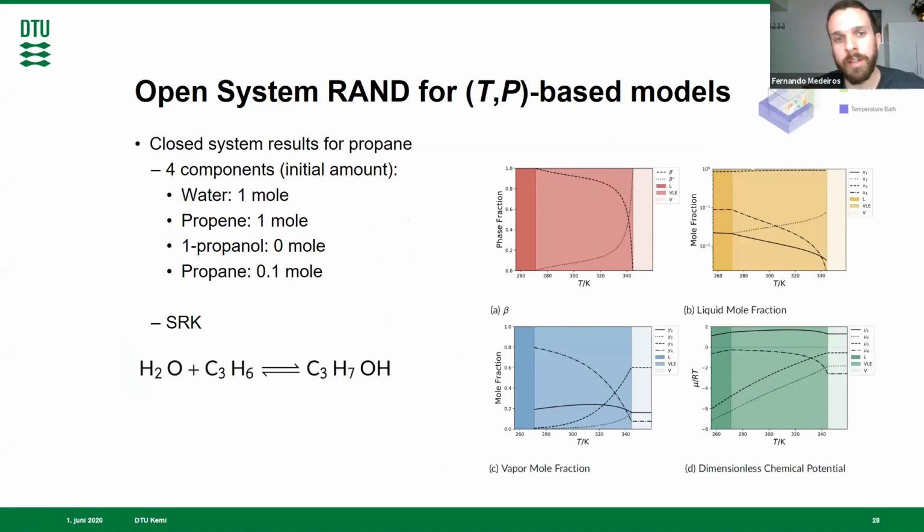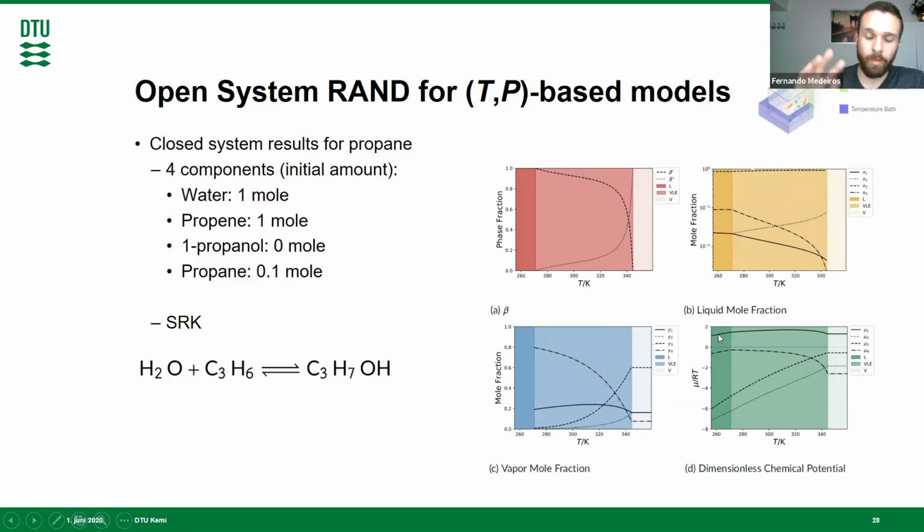Again, we performed the same kind of test. Up here in the corner, I have the abstraction. For a closed system, we had this reactive mixture of water, propene, 1-propanol, and propane. Water and propene can react to form 1-propanol, and propane is inert in this system. There is a two-phase region between 270 and 345. So that's the profile that we have for the phase fraction for liquid and vapor. This is the molar fraction in the liquid phase, this is the molar fraction in the vapor phase, and this is the dimensionless chemical potential.